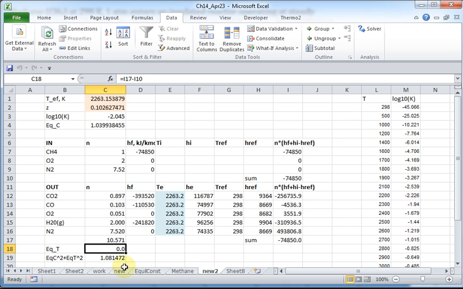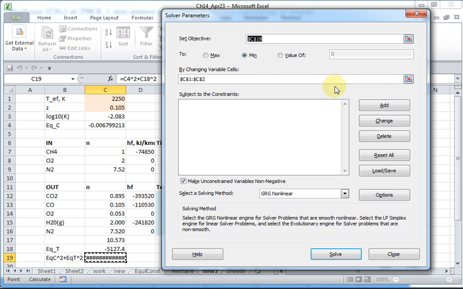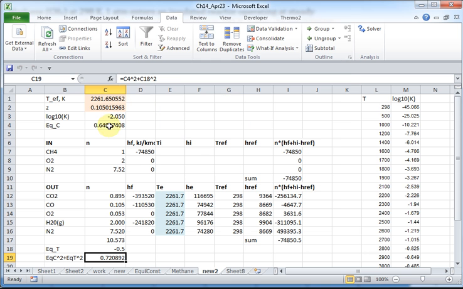Well, let's do this. Let's change this value to 2250 and 0.105. All right, now let's see if it'll do a solve. C19 solve. Okay, that looks pretty good. Okay, now I could play with it a little bit. I look at this value. I want that to be 0.